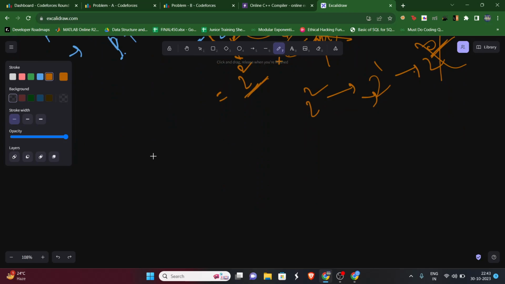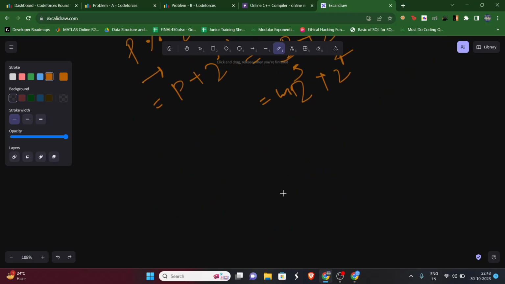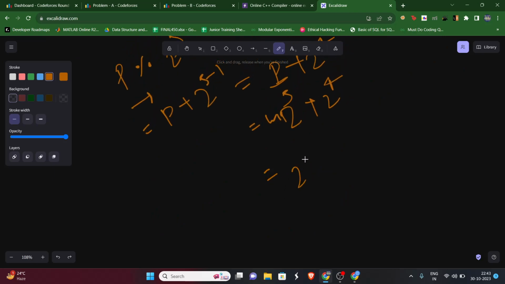Now another example, let's proceed. Let's say p was divisible by 2 to the power 5. Then the updated value will be p plus 2 to the power 5 minus 1, that is p plus 2 to the power 4. And we know that this can again be written as m into 2 to the power 5 plus 2 to the power 4. Again taking out common 2 to the power 4, we'll have 2 to the power 4 common, 2m plus 1.